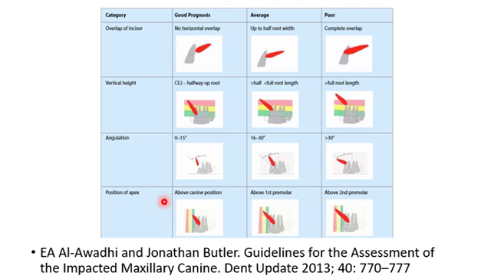And position of the apex, as we said, when it is located in the red area, we get a poor prognosis. This is a very important classification for the prognosis of the impacted canine. So as we said, you get a good prognosis when the canine follows these criteria.